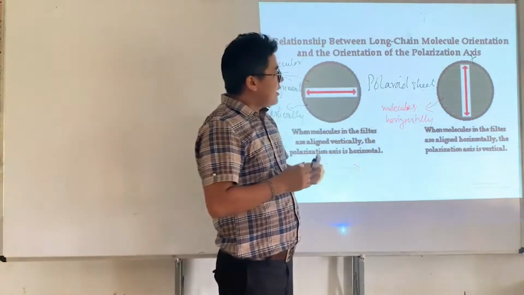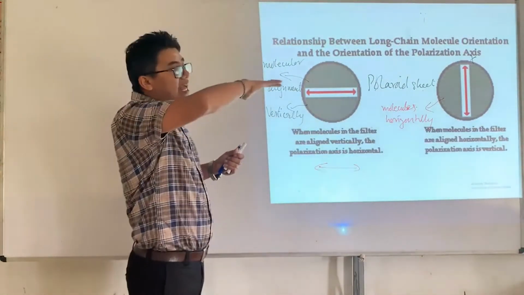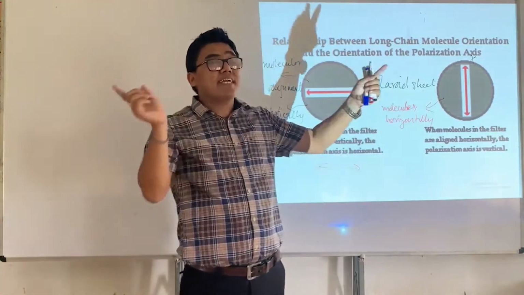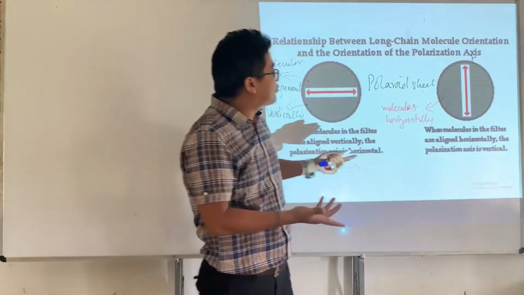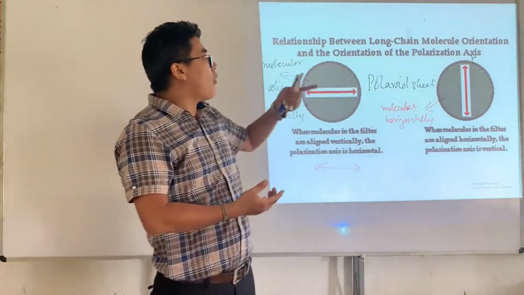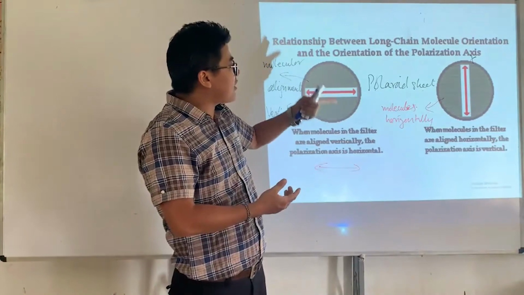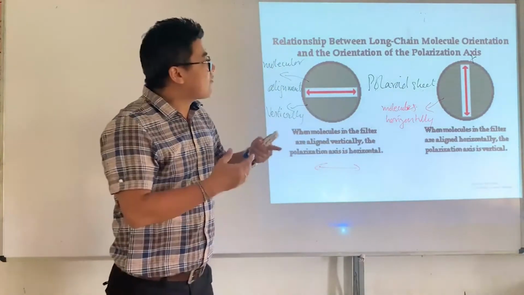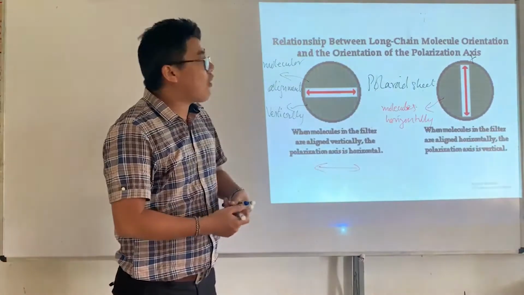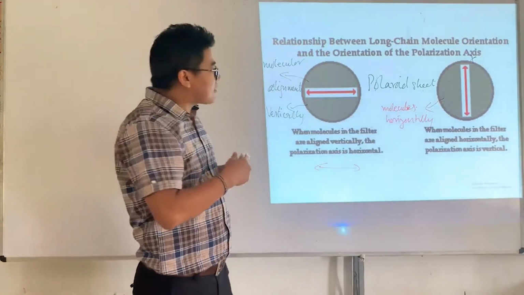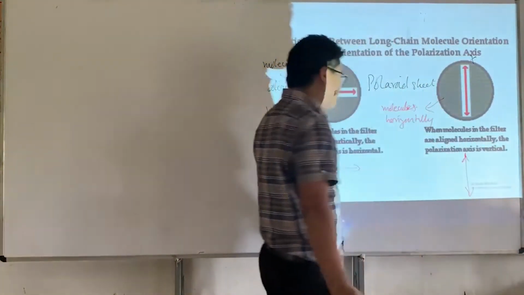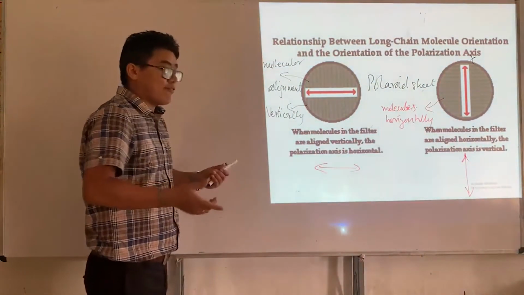Similarly here, the molecules are aligned horizontally. Whatever electric field oscillates horizontally can be absorbed by the molecules. So this will not allow electric field oscillating horizontally. So what kind of electric field comes out from this Polaroid? Vertical electric field oscillations come out. So this is what we have.